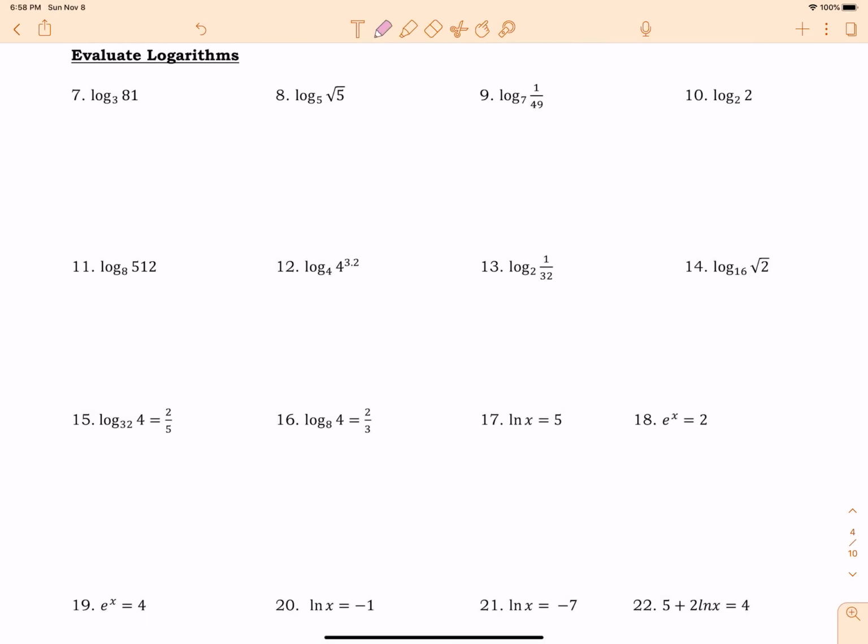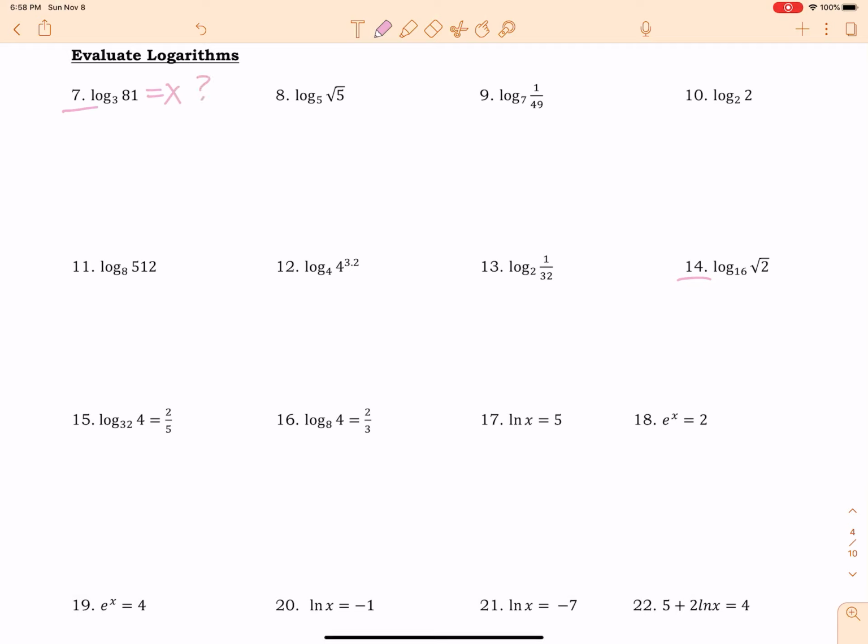All right, pre-cal. We are going to talk about evaluating logarithms. So if you will notice here, I'm going to do all of these examples. I want you to notice that in 7 through 14, it's not set equal to anything. So in that case, that means we want to know what it equals.